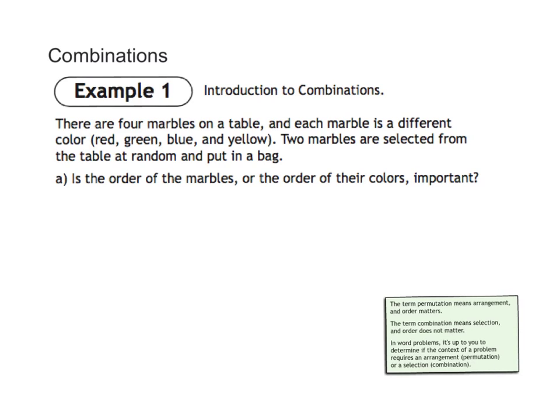There are 4 marbles in a bag, and each marble is a different color: red, green, blue, and yellow. 2 marbles are selected from the bag, on a table, not in a bag. They're put into a bag. Is the order of the marbles or the order of the colors important? No.